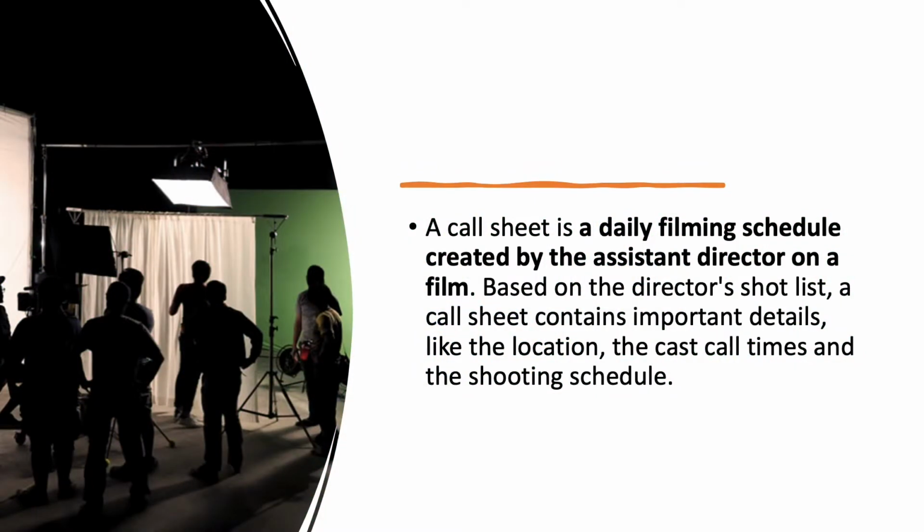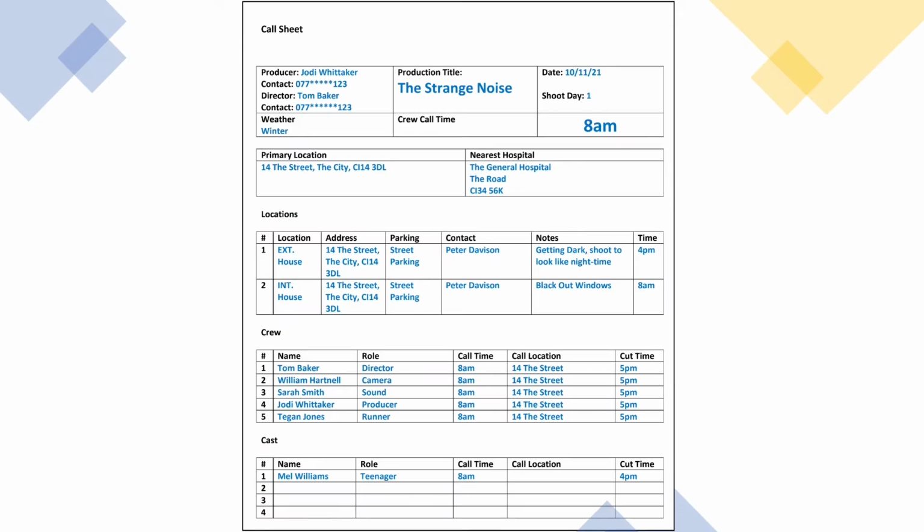The call sheet is a daily filming schedule created by the assistant director on a film. Based on the director's shot list, a call sheet contains important details like the location, the cast call times, and the shooting schedule. So this is what the document looks like.